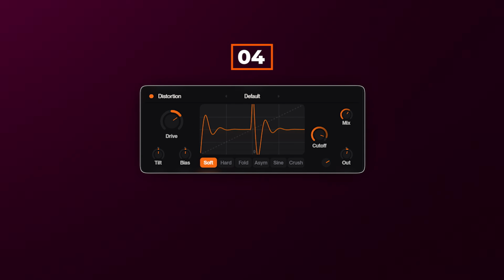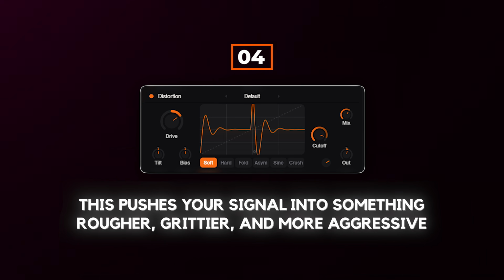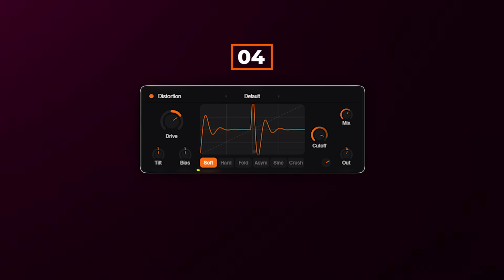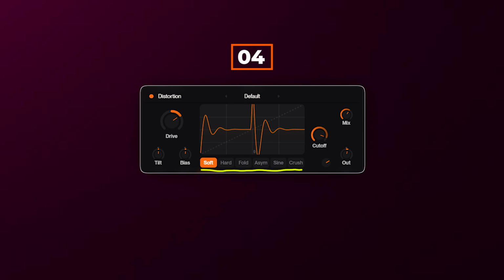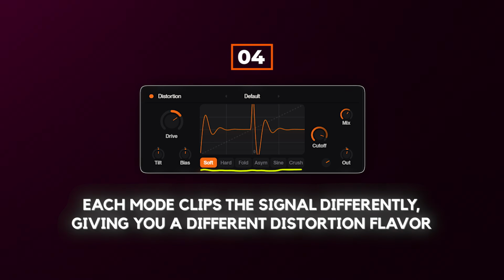Distortion is next. This pushes your signal beyond clean and into something rougher, grittier, and more aggressive. And Suno gives you a bunch of different modes here: soft, hard, fold, and a few others, with each one shaping and clipping the signal differently. So every mode gives you a slightly different flavor of distortion.